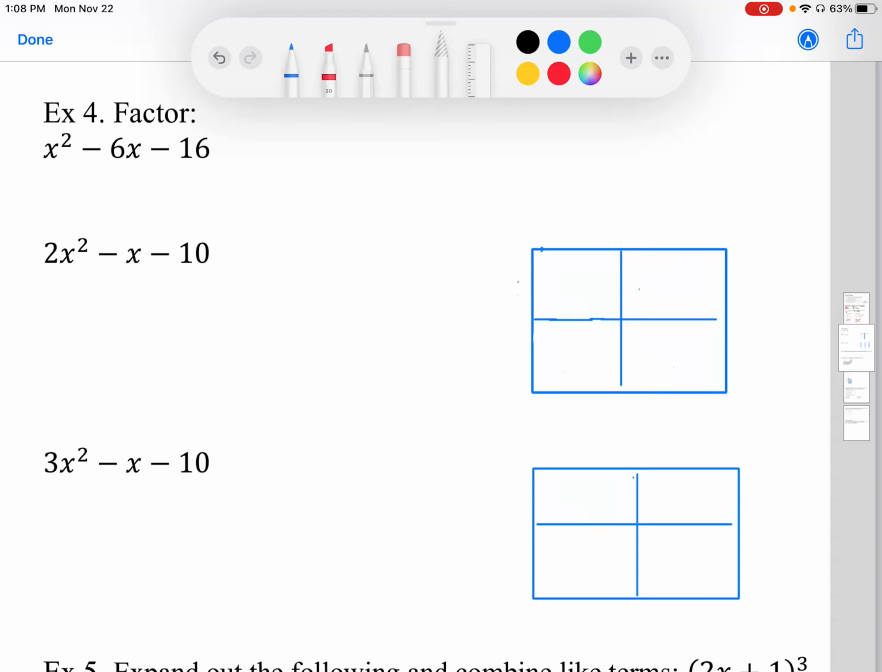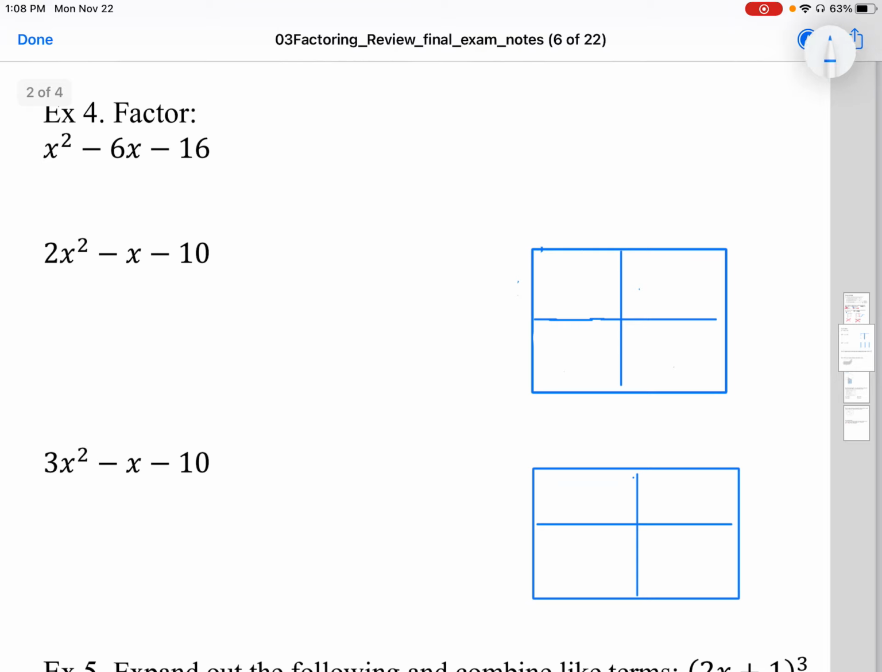Factoring x squared minus 6x minus 16, we're factoring trinomials. So we want to have two binomial factors that give us this trinomial. Since there's no leading coefficient on the x squared, we can just ask ourselves the question, what two numbers multiply to negative 16 and add to negative 6?